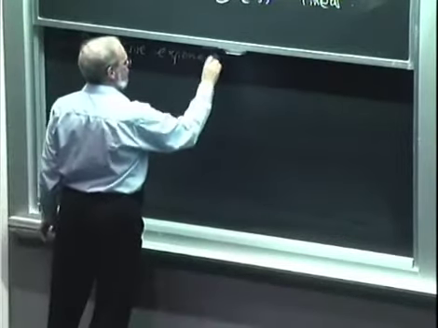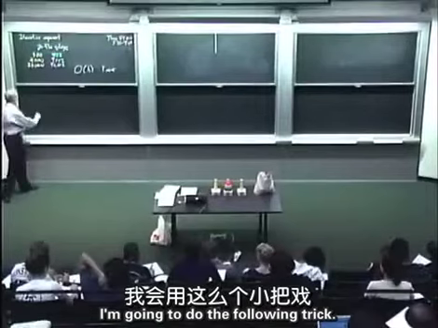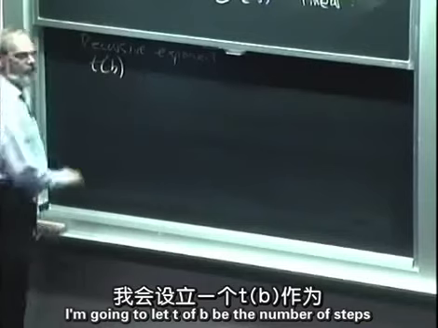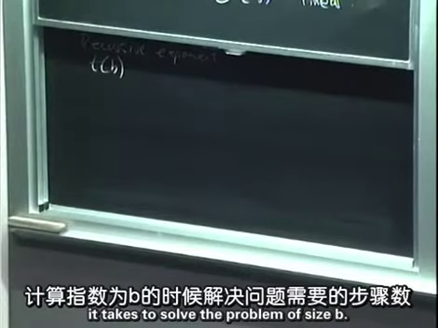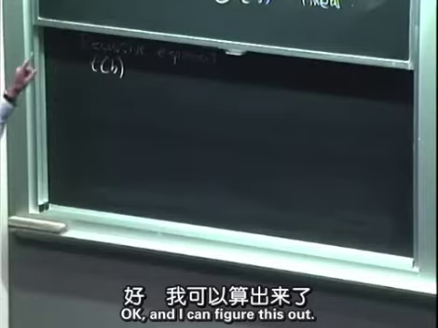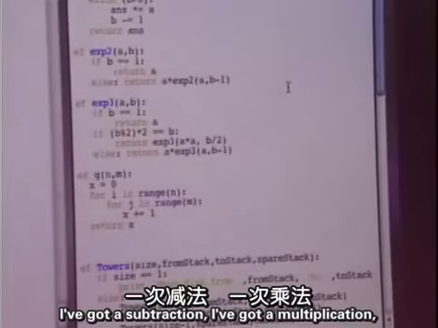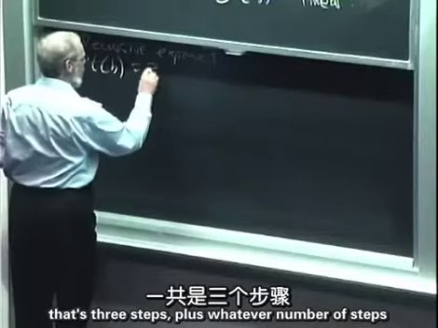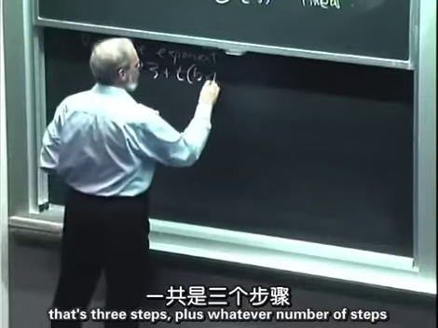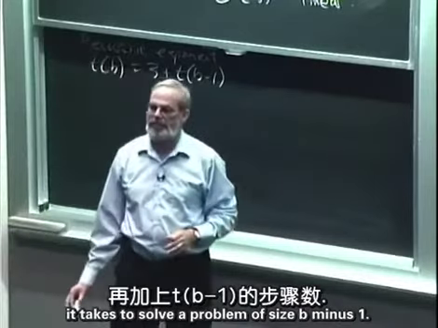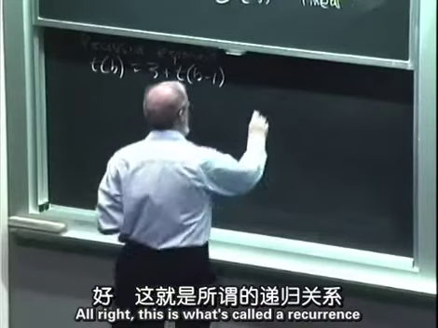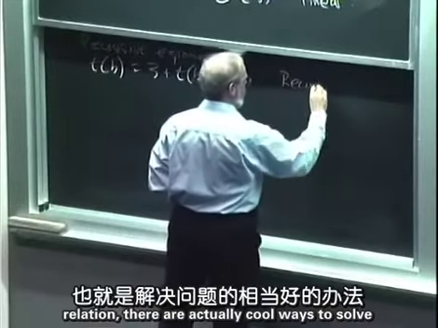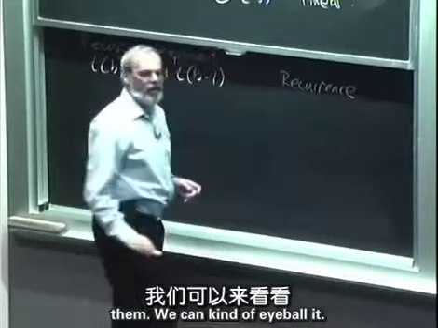exponentiator, I'm going to do the following trick. I'm going to let t of b be the number of steps it takes to solve the problem of size b. Okay? And I can figure this out. I've got one test. I've got a subtraction. I've got a multiplication. That's 3 steps. Plus whatever number of steps it takes to solve a problem of size b minus 1. Okay? This is what's called a recurrence relation. There are actually cool ways to solve them. We can kind of eyeball it.